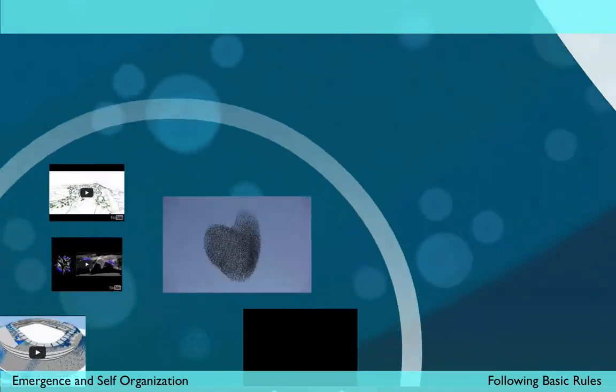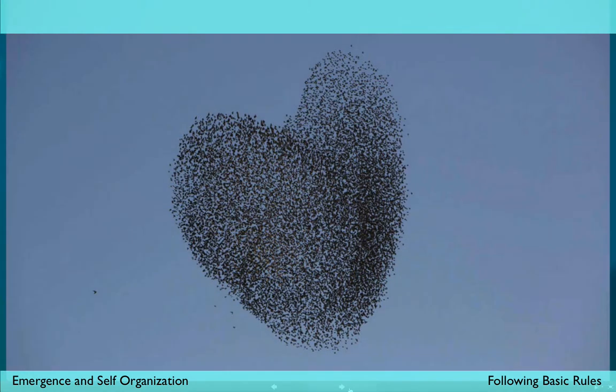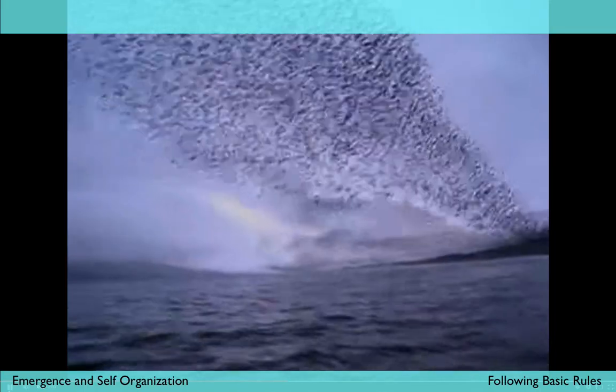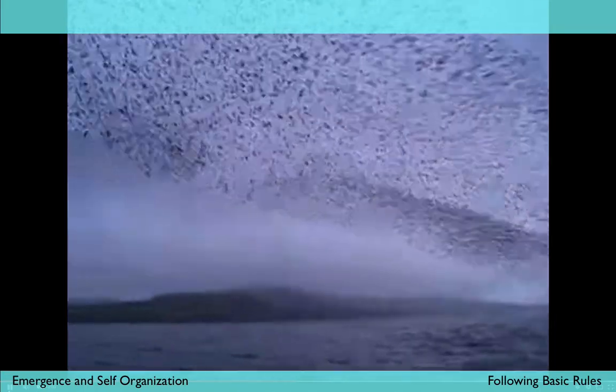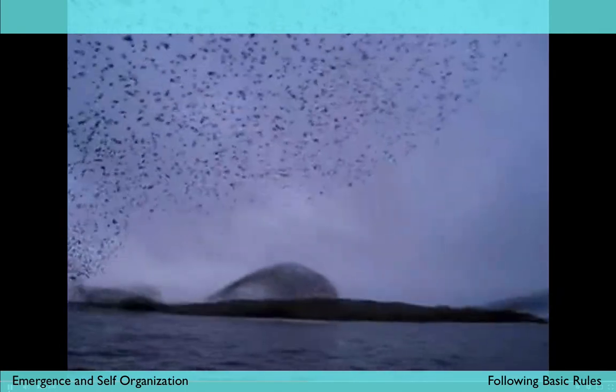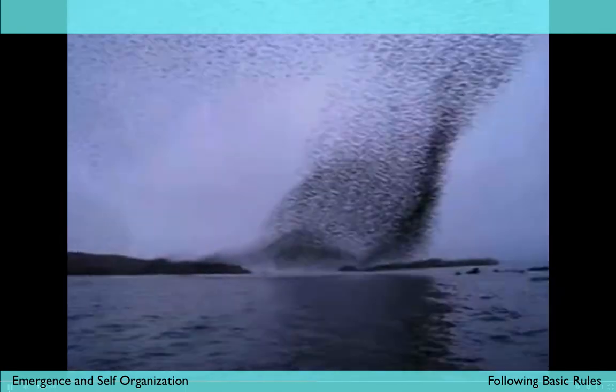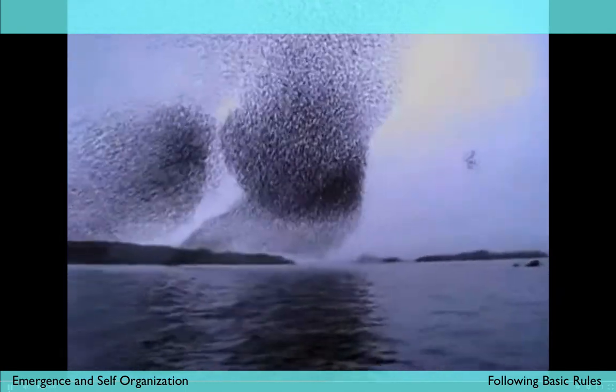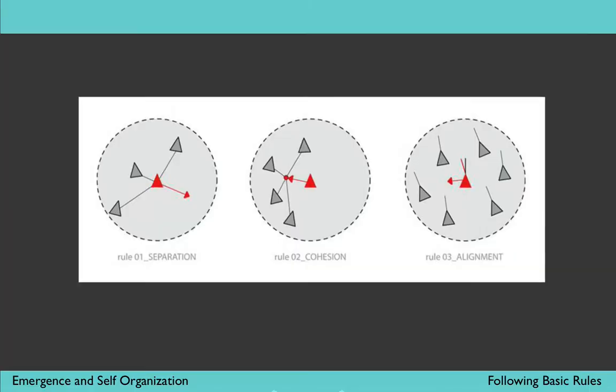Remember the beautiful coordinated movement of the flock of starlings? Let's see how this complex phenomenon emerges from following just a few basic and simple rules that govern the interaction between the individual birds. Scientists have found that individual birds in the flock follow just 3 basic rules. Separation, don't bump into your neighbor. Cohesion, stay away from the edges of the group and try to move towards the center. And finally, alignment, move in the same direction as the other individuals you can see around you.